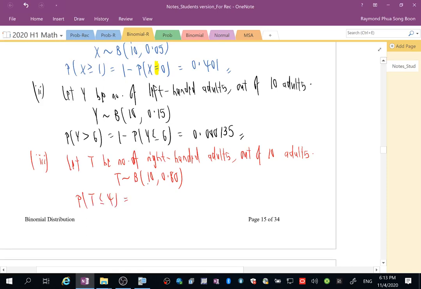So we can straight away press GC now, and we get 0.00637, because this is already the inequality sign for which we can apply binom CDF.